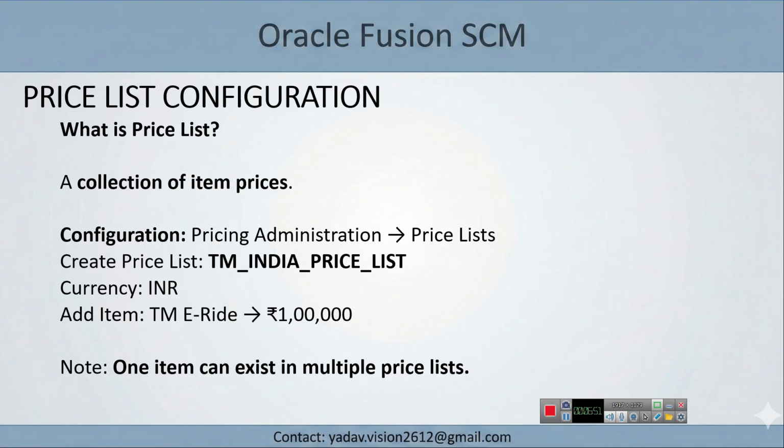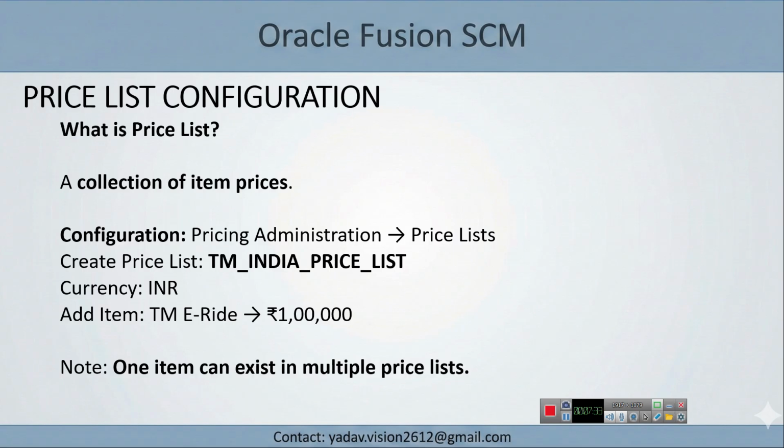You need to specify in which currency you are creating the price list. Is it USD, INR or JPY? Across the globe you have different currencies. Whichever client you are working for, they may have their country-specific currencies. Sometimes you may need to create price lists in different currencies as per the customer requirement. So I created a price list and added this item, Tata Motors e-ride, and added the price as 1 lakh rupees because I'm using the currency INR.